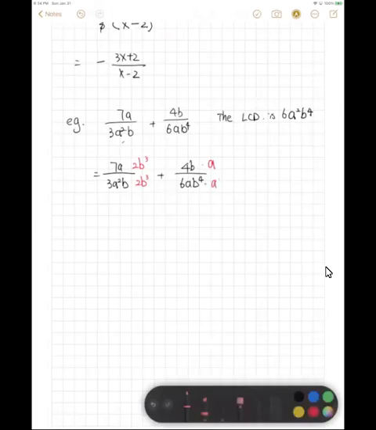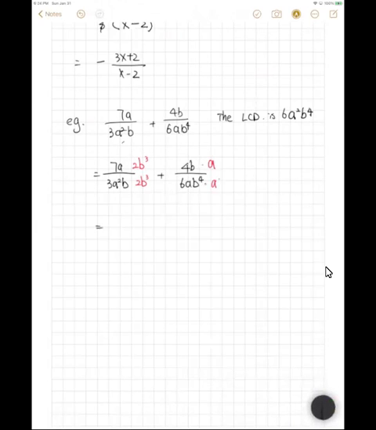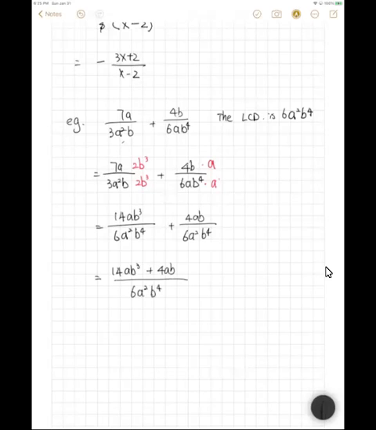So now we construct a new fraction, which is 14a to the third over 6a squared b to the fourth plus 4ab over 6a squared b to the fourth. Now, since they have the same denominator, we can just add the numerators together. I have 14a to the third plus 4ab over 6a squared b to the fourth. What you can do is, we want to factor the numerator.